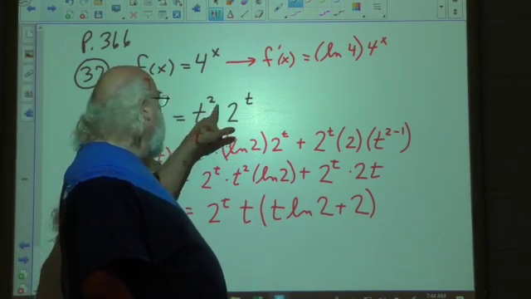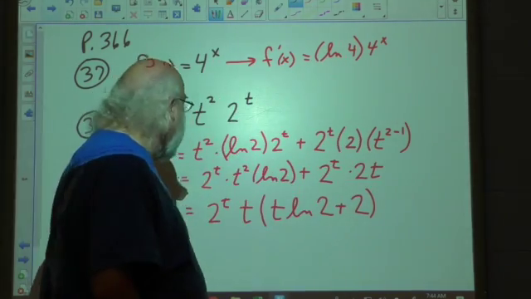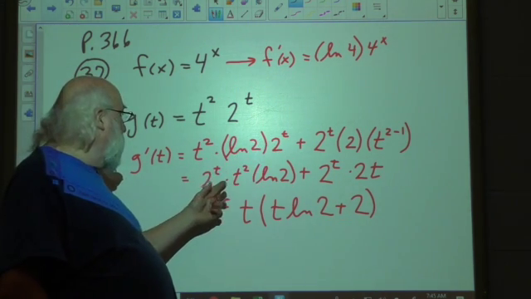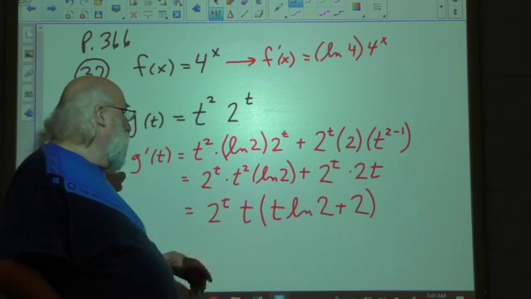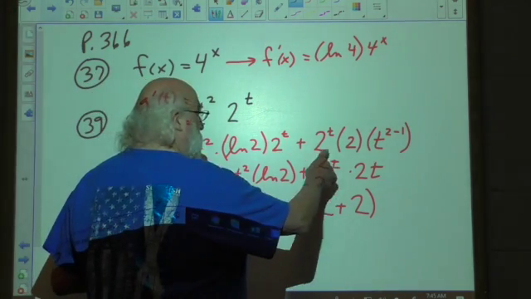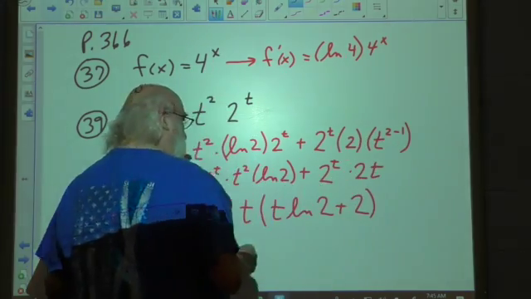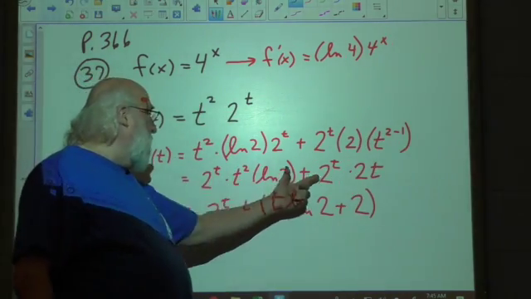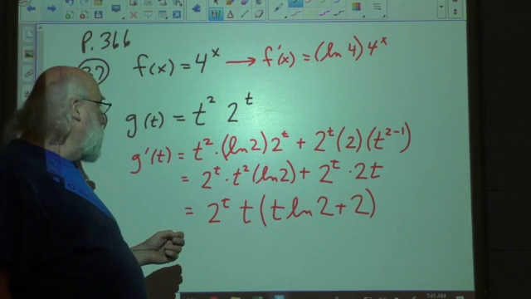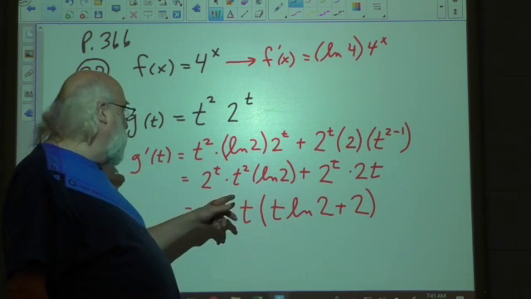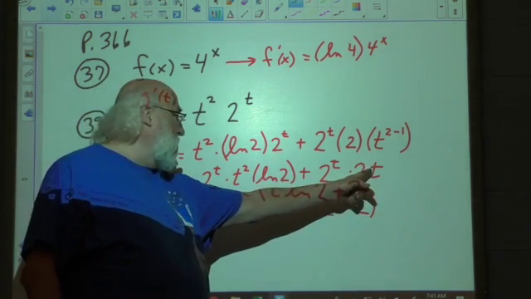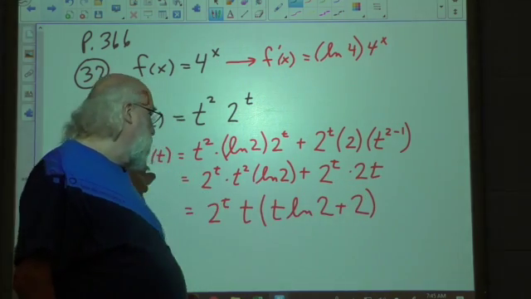We take the 2 in front and subtract 1 from the exponent, and you get 2 to the t power times t squared natural log of 2. And then the second term of this expression is going to be 2 to the t power times 2t. And we can factor out a 2 to the t power from each term, and we can factor out a t from each term. When that happens, we take 2 to the t times t out of the first term, which leaves you a t times the natural log of 2. Take a 2 to the t and a t out of the second term, and that leaves you 2. And there's your answer.